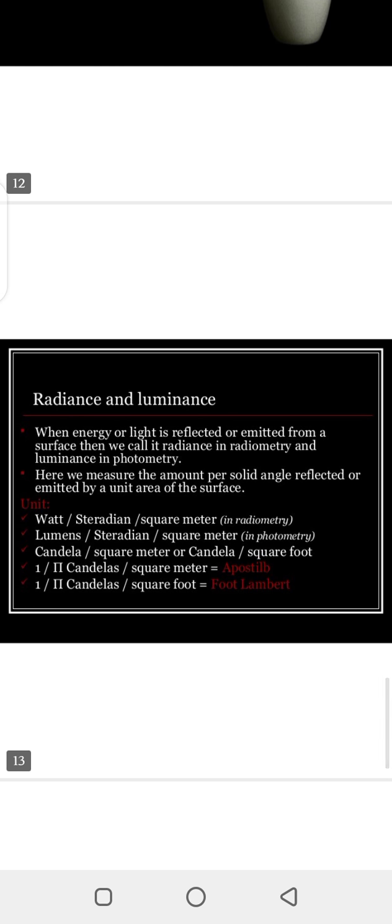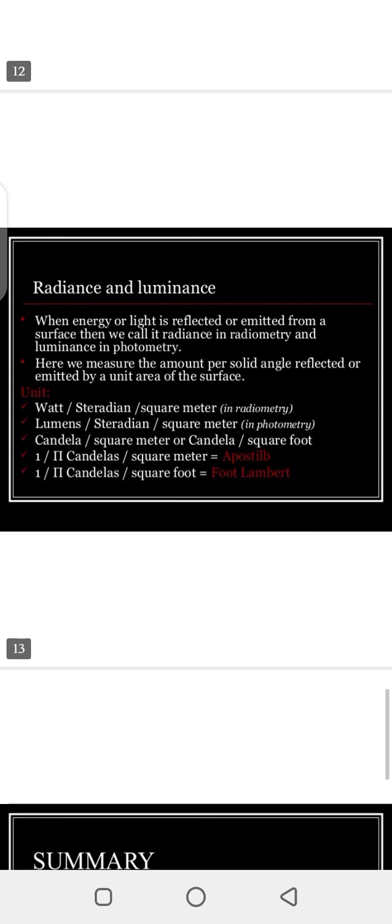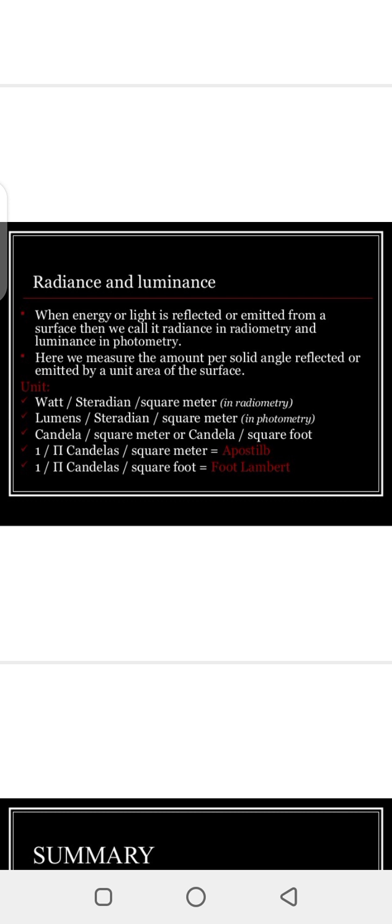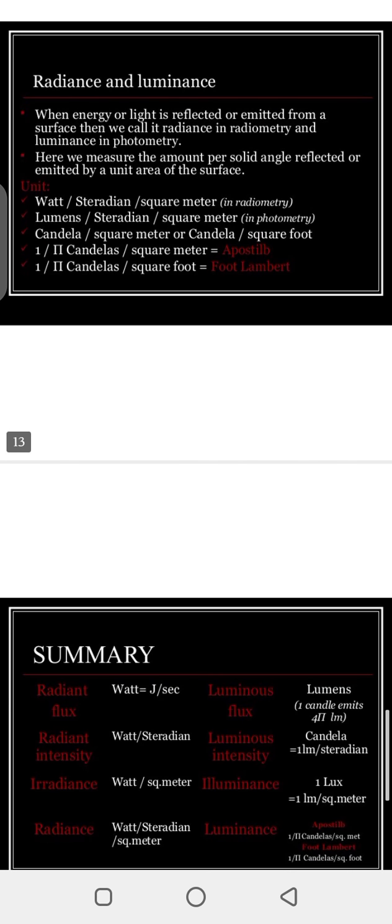Fourth, radiance and luminance. When energy or light is reflected or emitted from a surface, then we call it radiance in radiometry and luminance in photometry. Here we measure the amount per solid angle reflected or emitted by a unit area of the surface. Unit watt per steradian per square meter in radiometry; in photometry, candela per square meter, 1/pi candela per square meter equals apostilb, and 1/pi candela per square foot equals foot-lambert.